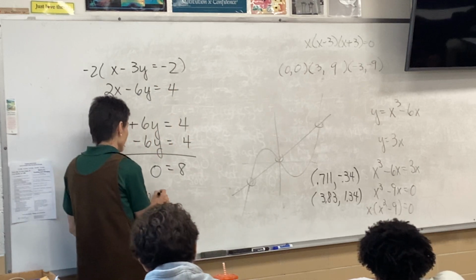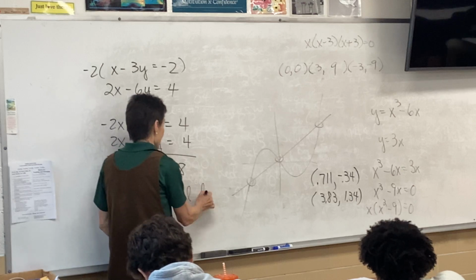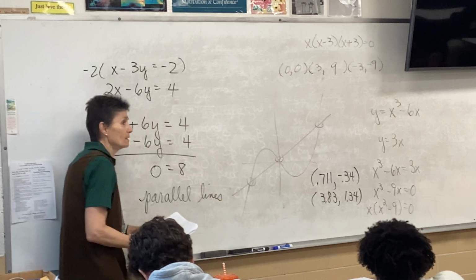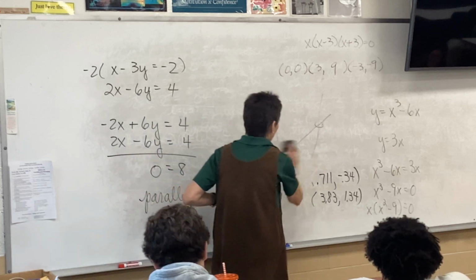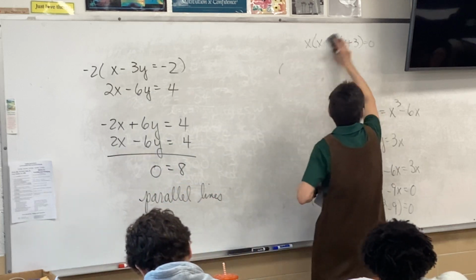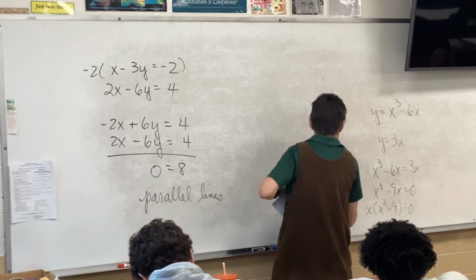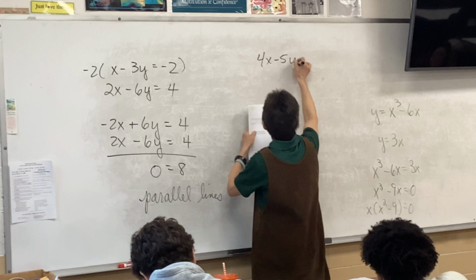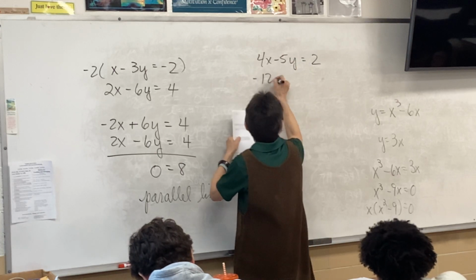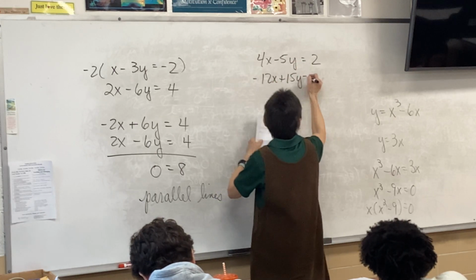These are parallel lines. There's no solution, no intersection. They have the same slope, but different y-intercepts. 0 cannot equal 8, ever. You know that. All right, 4x minus 5y equals 2, -12x plus 15y equals -6.